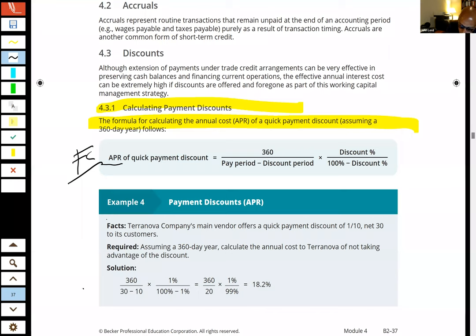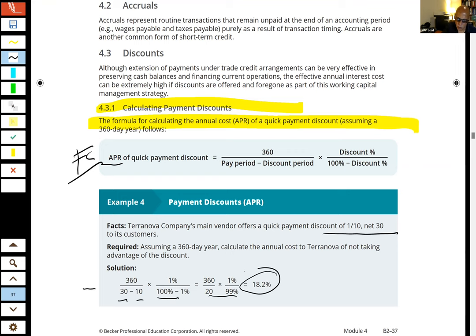You can see that we have this 360-day year. We often assume on the exam a 30-day period that we're supposed to pay. They give us a discount, we pay 10%. The terms are 1/10 net 30. Then we follow the formula, and so the cost is 18.2%.